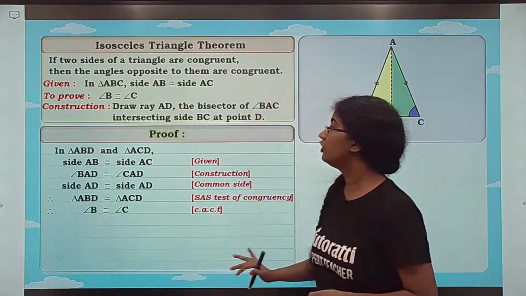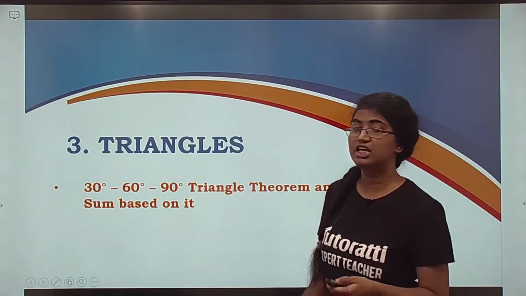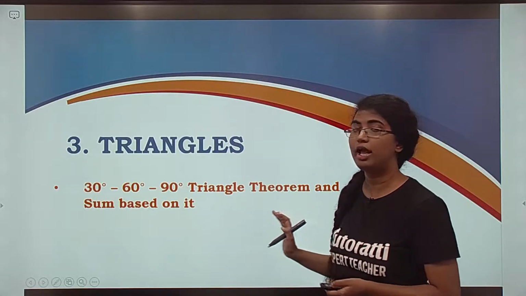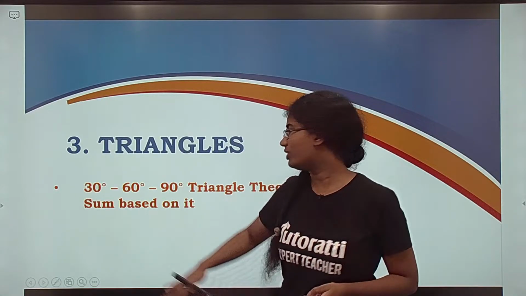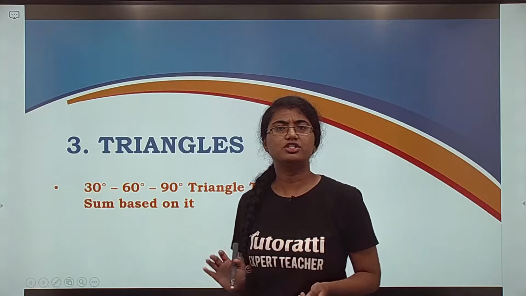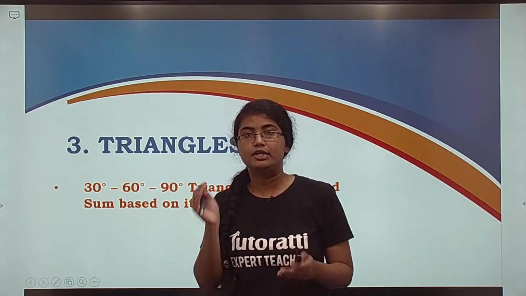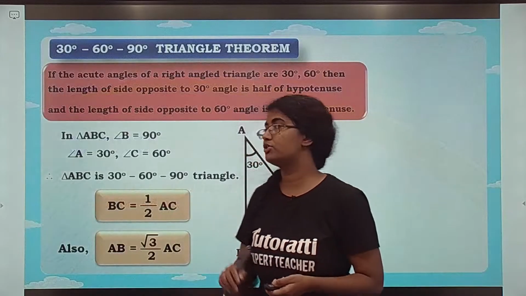Okay, let's move on to the next topic, which is the 30, 60, 90 triangle, and the theorem based on it. Now what is this 30, 60, 90? What is 30, 60, 90? Now, when the degrees are mentioned, you can say that these are the angles of a triangle. Let's look at the property.